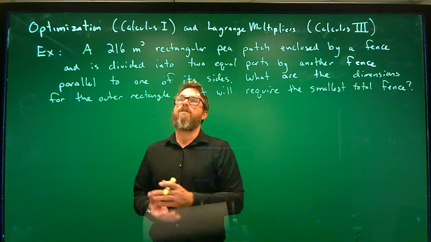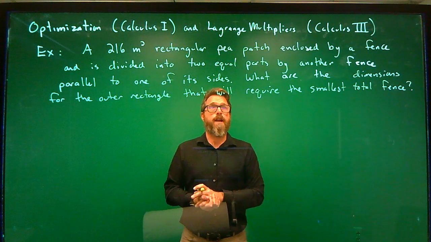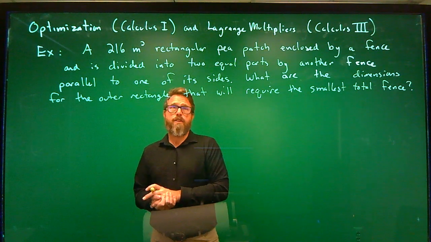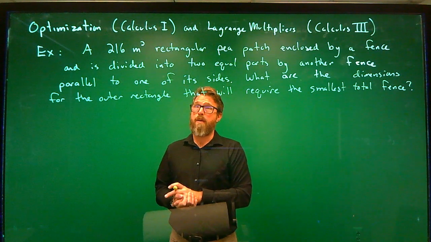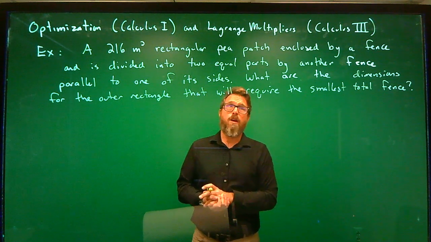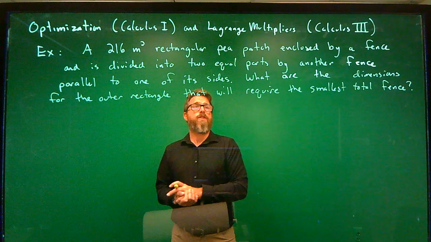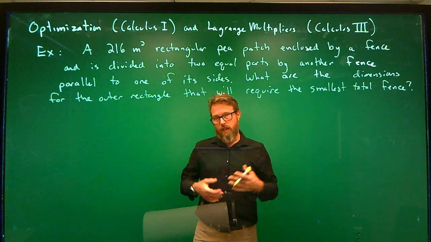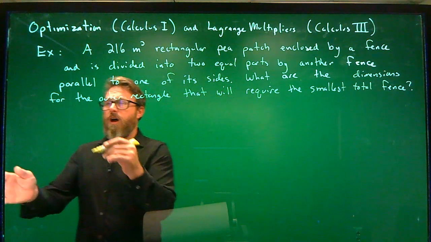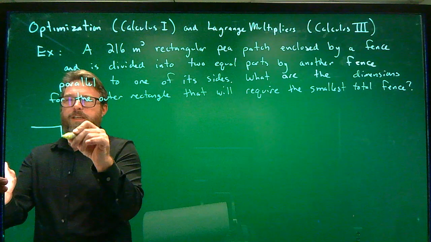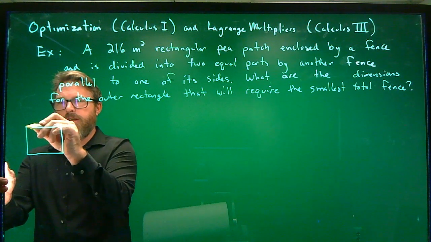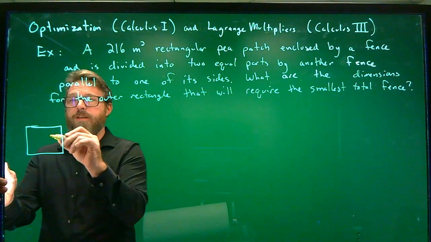It says a 216-meter rectangular patch is enclosed by a fence and is divided into two equal parts by another fence parallel to one of its sides. What are the dimensions of the outer rectangle that would require the smallest total fence? So let's start with an image of this. What we have is this rectangular patch, and we know that the area is going to be 216.